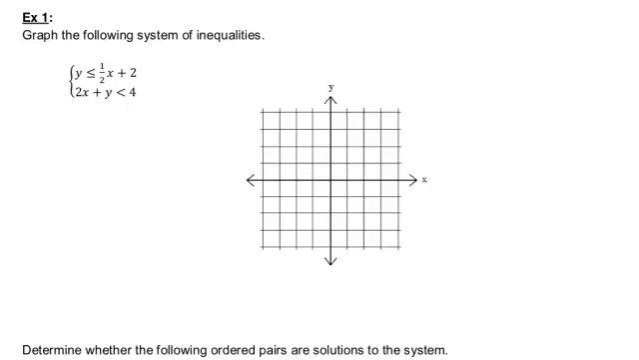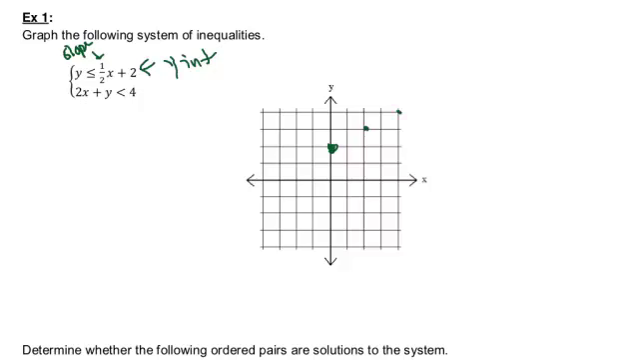So our first inequality is y is less than or equal to 1/2 x plus 2. So again, graph this just like we would any other line. We're going to start at 2, which is our y-intercept. Then from there, we're going to go up 1 and over 2 because this is our slope. So up 1, over 2.